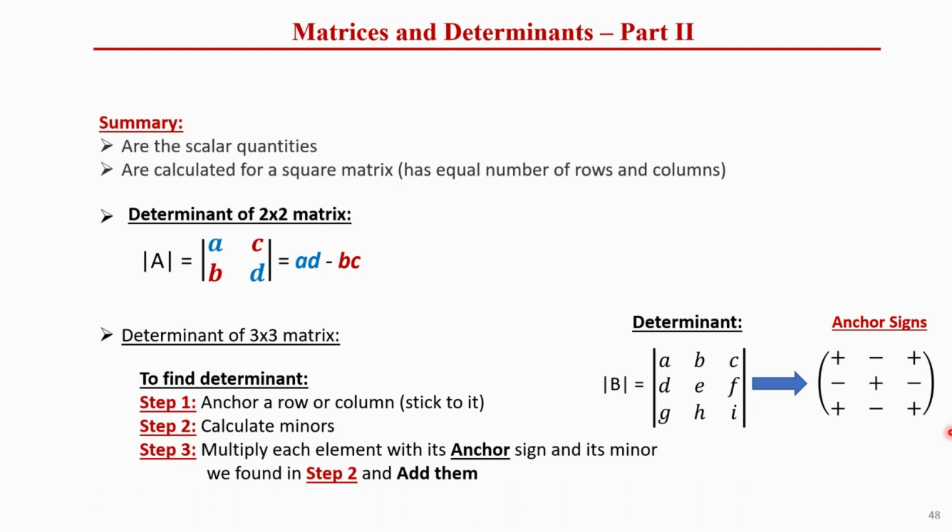And to find the determinant for a 3 by 3 matrix, first step is to anchor a row or column and stick to it. And then second step, we can calculate the minors for the elements in that anchored row or column. And lastly, we can multiply each element from the anchored row or column with its anchored sign and the minor we found. And we can add them together to get the determinant, right? So this is the basic flow that we can adopt to find the determinant.